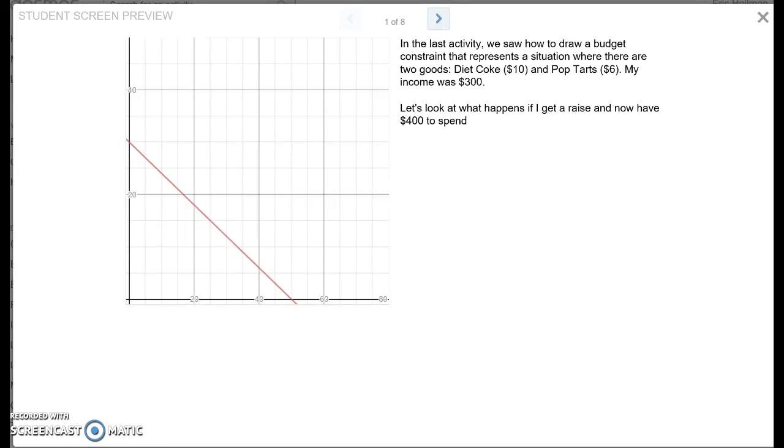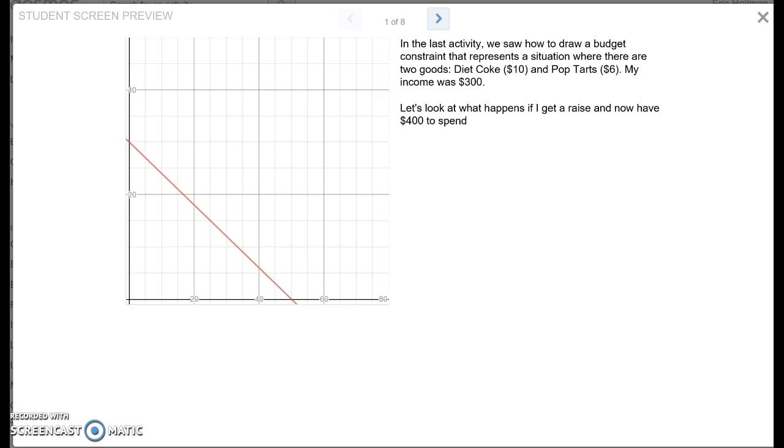Okay, so in the last video we talked about how to draw a budget constraint when you're given a total amount of resources to spend, whether that's time or money, and then the price or amount of time cost to produce units. In this video we're going to be looking at how the budget constraint can shift around or change shapes as some of those factors change. So what happens if your income changes? What happens if the price of one of the goods changes? Yada, yada, yada.